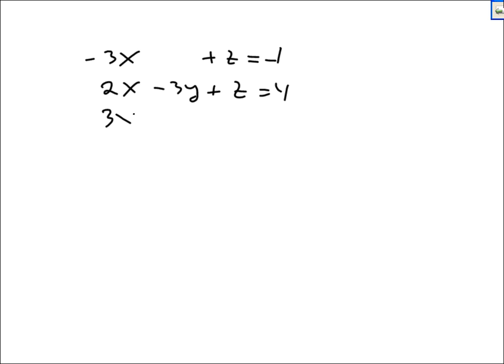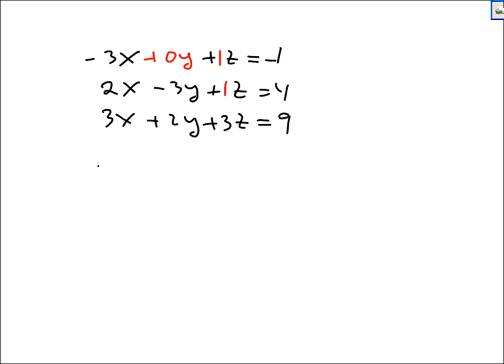Suppose you have this linear system. Negative 3x plus no y's plus z. Let it equal negative 1. Doesn't matter. 2x minus 3y plus z. This time let it equal 4. 3x plus 2y plus 3z is equal to 9. All right. First thing I want to emphasize is there is an understood plus 0y, and those are 1z's.